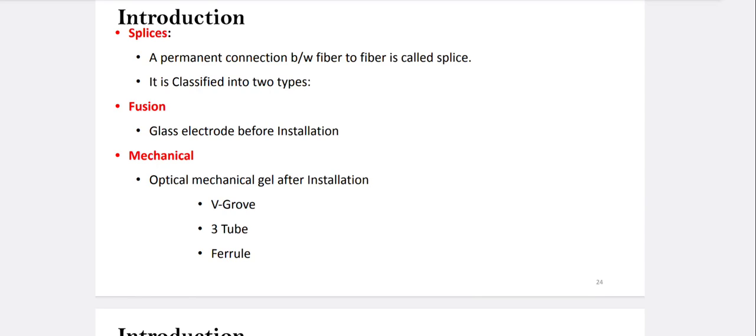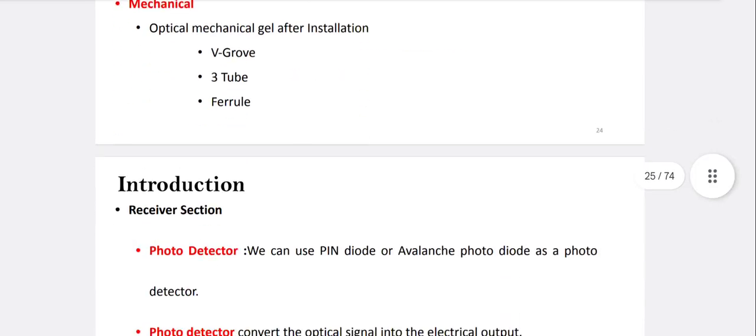Mechanical splices can be further classified into three types: V groove, 3 tube, and ferrule. Mechanical splices are provided in an optical mechanical gel after the installation.